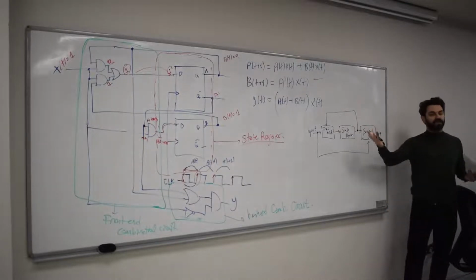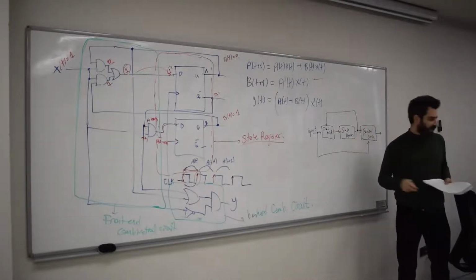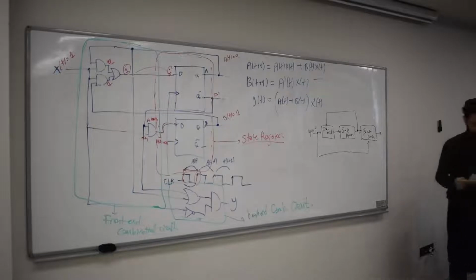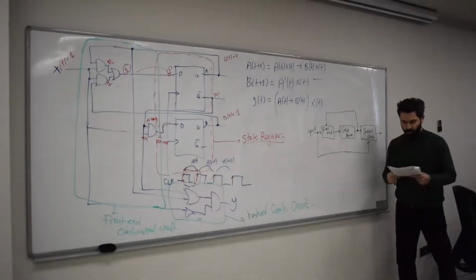In another example, I'm not sure that the JK flip-flop example is something like this. Let me just check. No, it also uses input as well. Okay. Anyway.